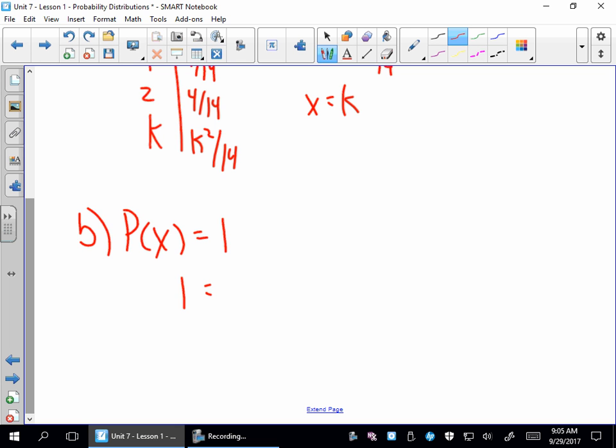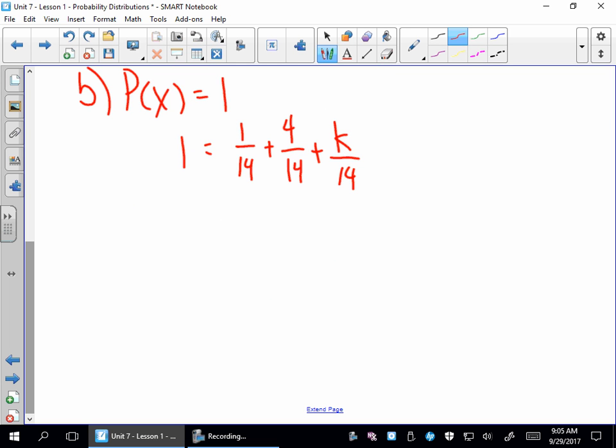So in other words, I know that 1/14 plus 4/14 plus k²/14 have to add up to 1. Now that's fractions. Some of us don't like fractions, so let's make 1 into 14/14. So I've got 5/14 plus k²/14. Well, I can solve this.